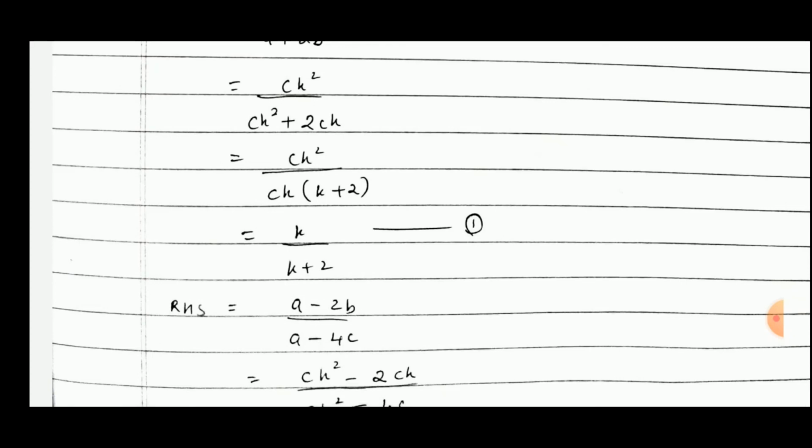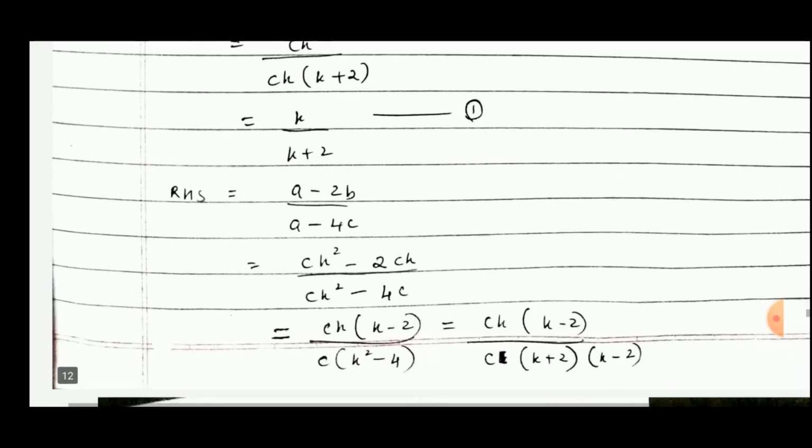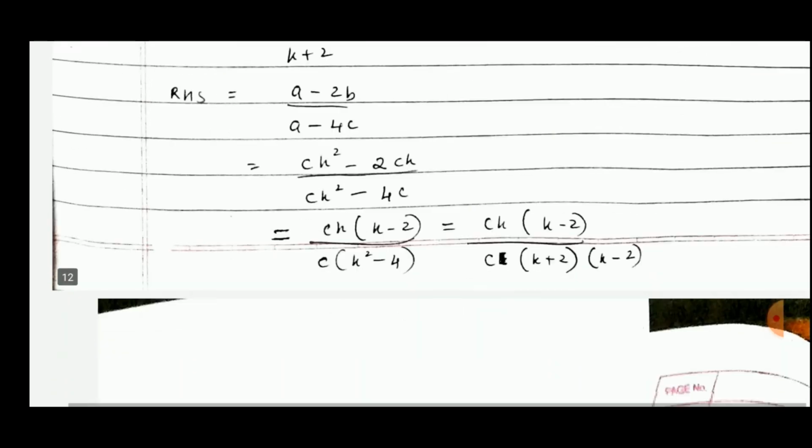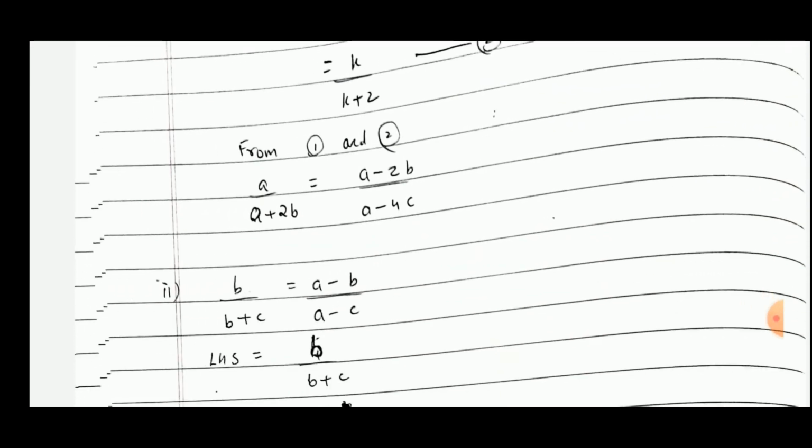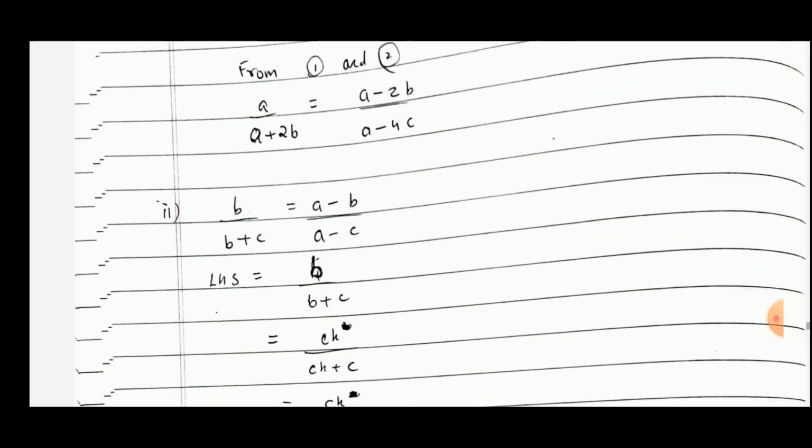Now RHS is equal to a minus 2b upon a minus 4c. So this is ck square minus 2ck upon ck square minus 4c. So this is also equal to k upon k plus 2. So from 1 and 2, a upon a plus 2b is equal to a minus 2b upon a minus 4c.